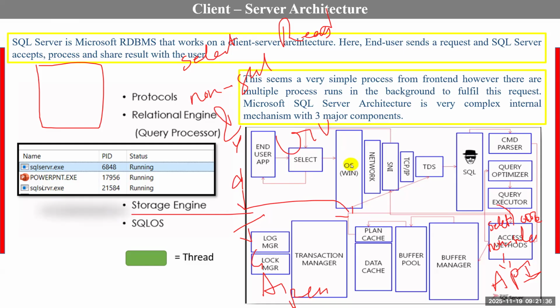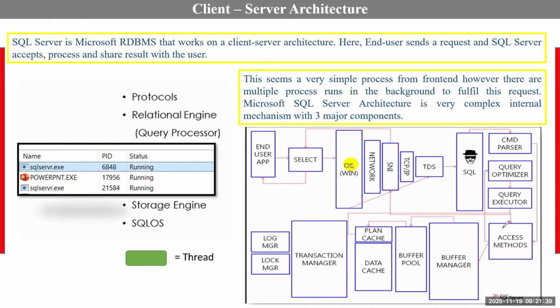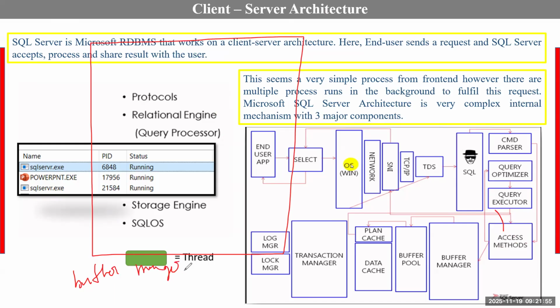Now, the access method can understand your request but is also not having data. It will send the request to the buffer manager. Buffer manager is nothing but RAM, memory, so don't get confused. Within the buffer manager there will be buffer pools, so it is creating the buffer pools.